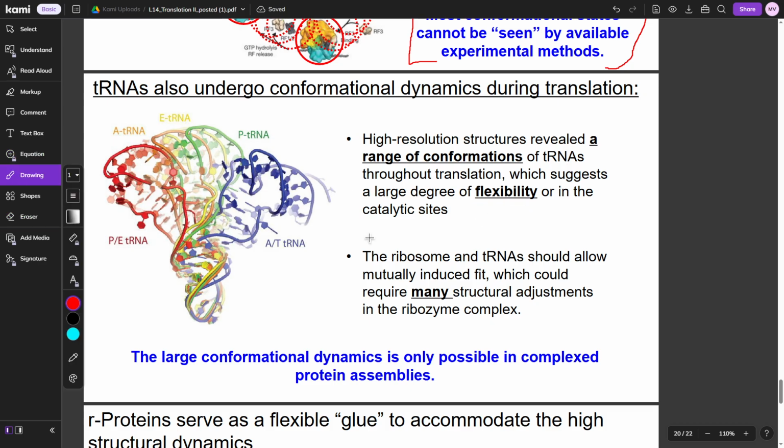And then this whole mutually induced fit is something you guys have seen in 440, where the tRNA binding actually causes the ribosome to bind stronger to the tRNA. So the tRNA binds to the binding site, and then because it binds, it causes even stronger binding because now the ribosome basically hugs that tRNA. So the tRNA binds, causes a conformational change in the ribosome, and now that ribosome binds even tighter.